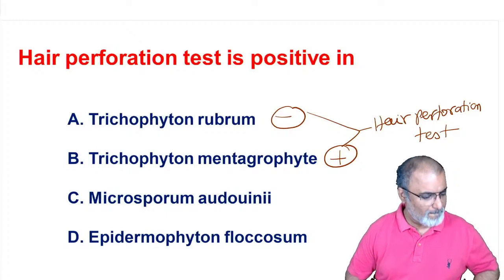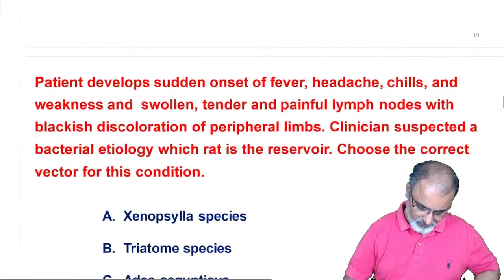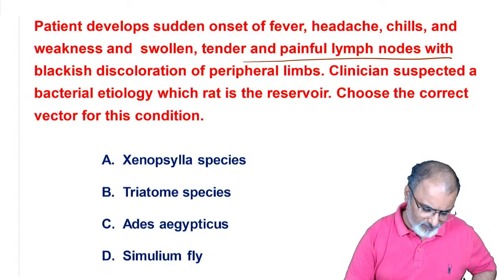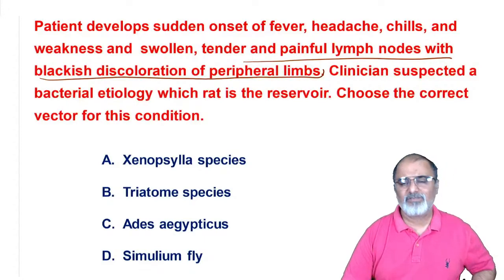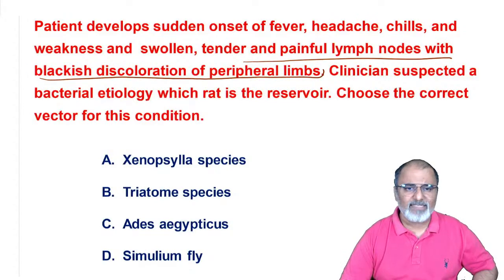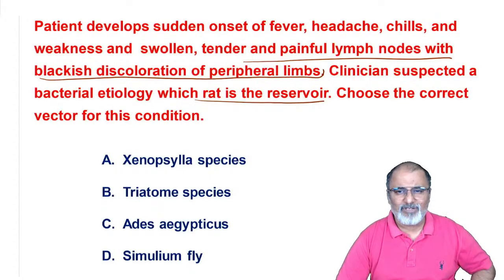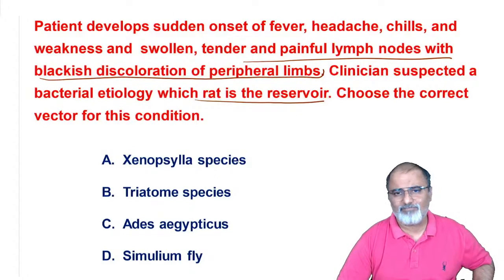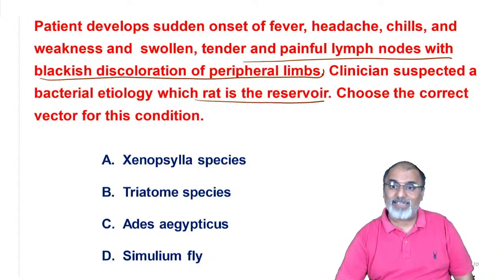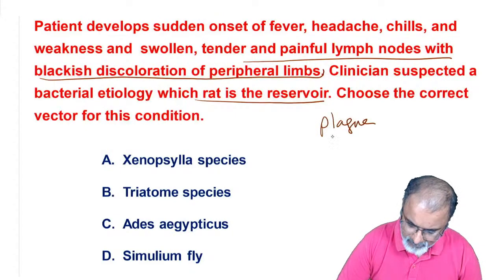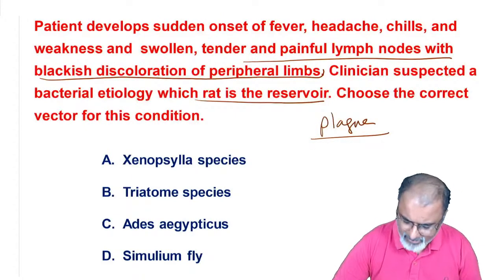Next is, a patient develops sudden onset of fever, headache, chills, weakness, swollen and tender painful lymph nodes with blackish discoloration of the peripheral parts. The clinician suspected a bacterial etiology with rat as the reservoir. What is the condition? Now the disease is not there, but you should know. Painful lymphadenopathy, bubo, black discoloration. The death is called black death. It was a pandemic disease once upon a time. It's plague, caused by Yersinia pestis.